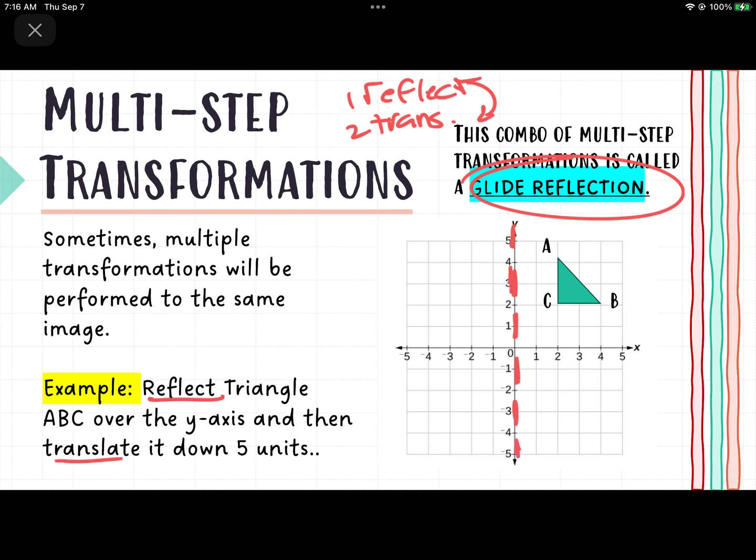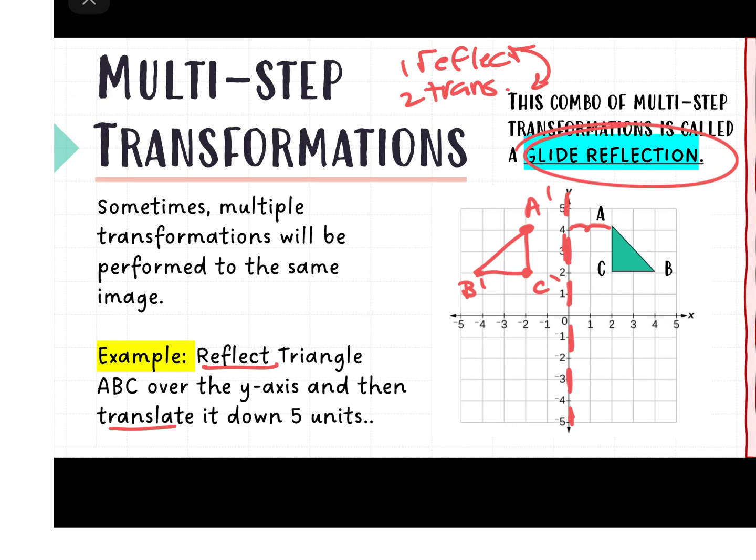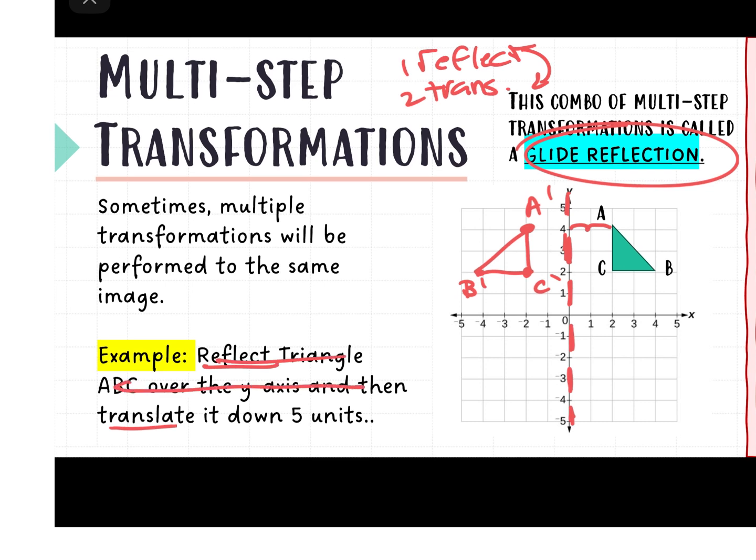And then after I perform my reflection, I'm going to translate the image. All right, so we're going to have two more triangles. All right, let's redo A. A is 2 away, so there's A prime. C is 2 away, there's C prime. And B is 4 away, so there's B prime. Okay, so we performed the reflection, and now down 5 units.